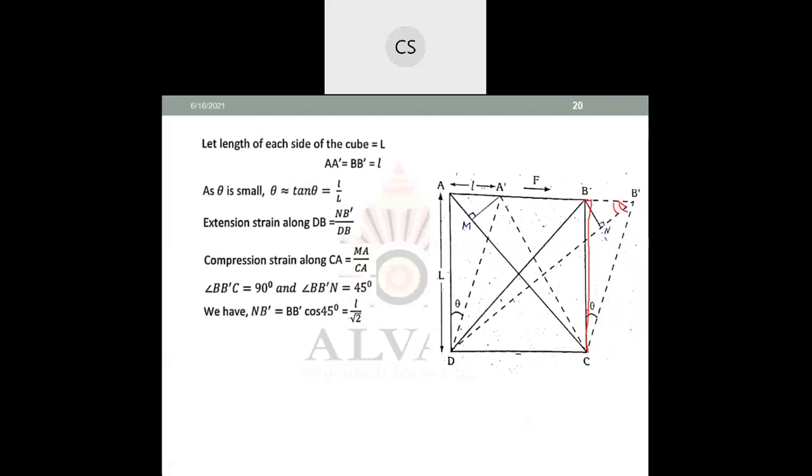So we got the extension. What is the amount of extension? That is NB dash is equal to L by root 2. Similarly, let us try to get the compression. The same way you can get the compression. The compression also has the same angle, that is B A dash D. Again it is 90 degrees, using the same argument.